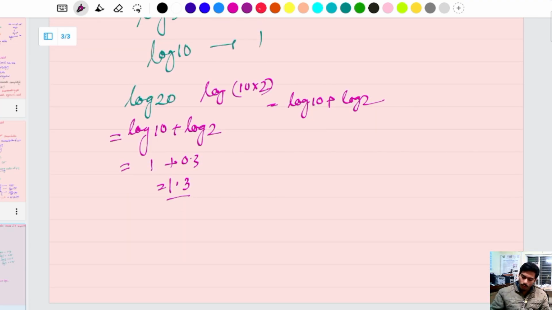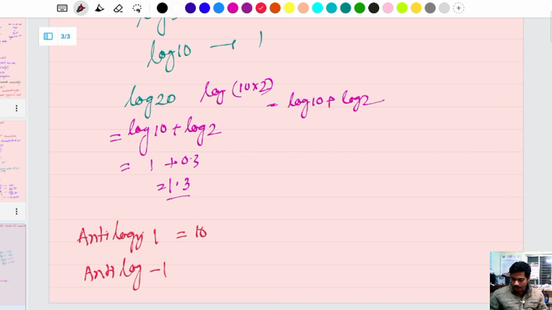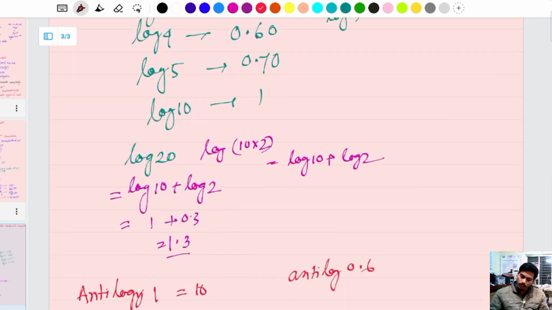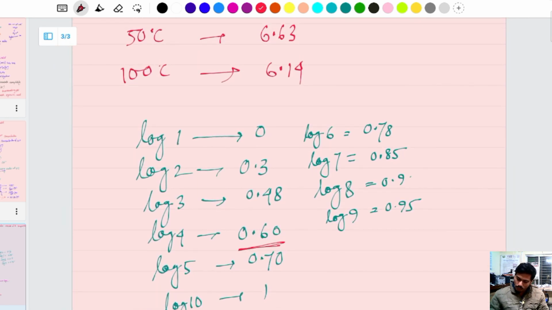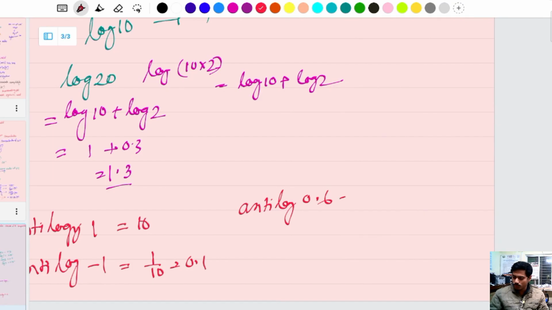Okay, now let's talk about the anti-log. Anti-log 1 equals 10, and likewise anti-log minus 1 equals 1 by 10, which equals 0.1. And anti-log 0.6, what is the value? 4. So anti-log 0.6 equals 4. Hope that you guys can understand this.